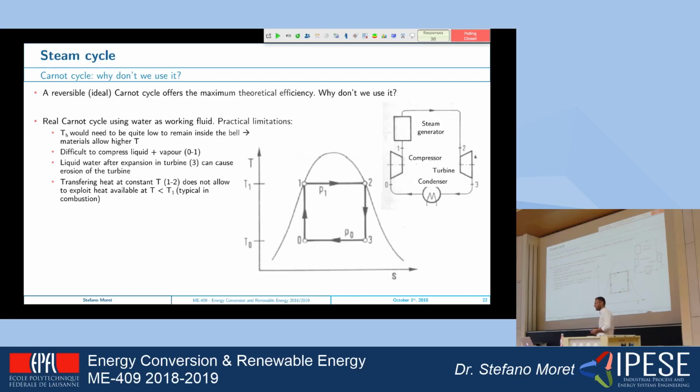And actually, I did not go through it in the previous slides, but at the end of the last lecture in the slides, you have an example of how to take this into account. It's called the log mean temperature. And you'll see it in the exercises, but this again does not represent reality. So that's why, in reality, we use the so-called Rankine or steam cycle to generate electricity.